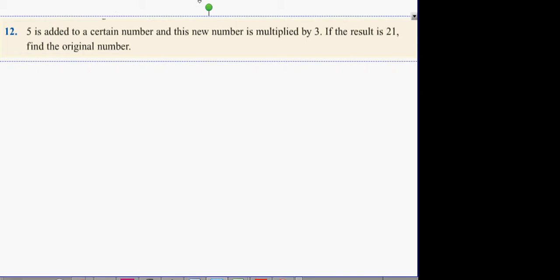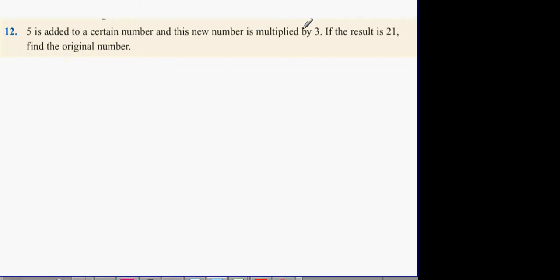5 is added to a certain number, and this new number is multiplied by 3. Here's your certain number, and now you're going to add on 5 onto it. This new number is multiplied by 3. The result is 21. What do we do next?